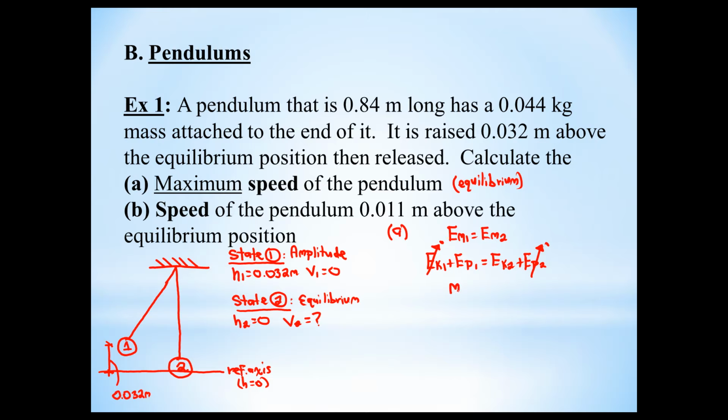Gravitational potential energy is mgh, although we need to specify h at state 1, and that would be equal to 1/2 m v2 squared. I've got an m in all the terms, so I get rid of it. And then just manipulate for v2. So v2 would then be equal to the square root of 2 times g times h1. We'll plug the numbers in. So this would be 2 times 9.81 meters per second squared times the height at state 1, which is 0.032.